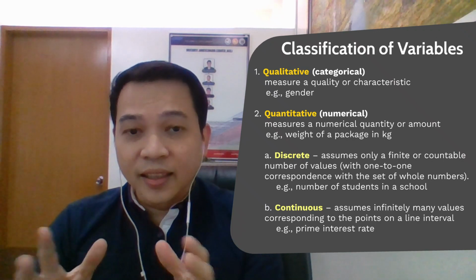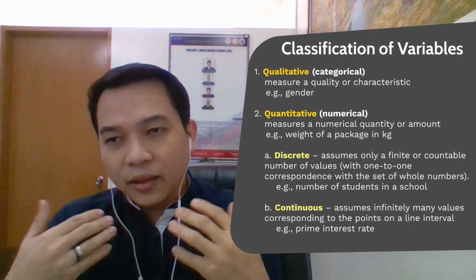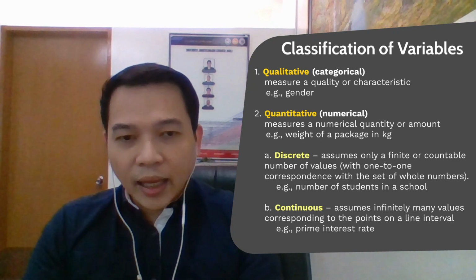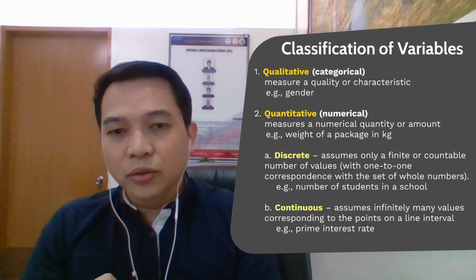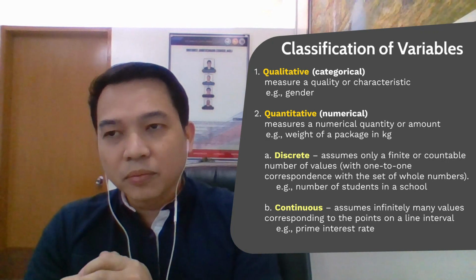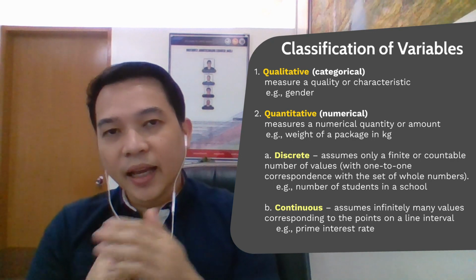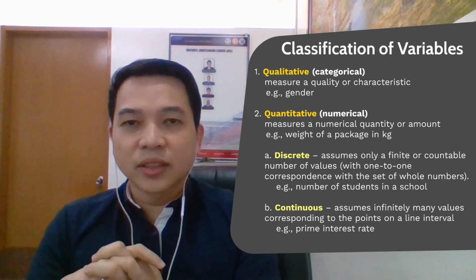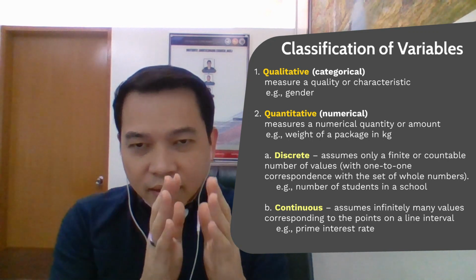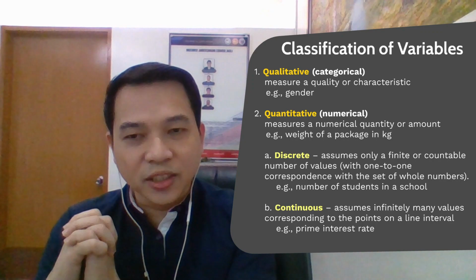So that's very discrete. While on the continuous side, we have the infinite values of numbers at any point of a line interval. Which means decimal values could be a portion of this, like an interest rate that has a continuous numerical value. So it is not counted as whole discrete numbers. So that's the distinction here.